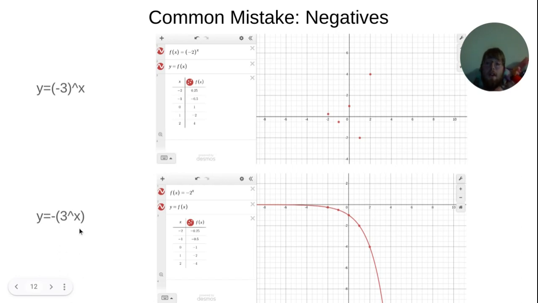Now, if we put the whole equation in parentheses with the negative outside of the parentheses, that works. It just flips the graph upside down, similar to how we would flip a parabola upside down. So for that 2 to the x, we can just put a negative sign in front of all these values. Instead of 1/4, 1/2, 1, 2, and 4, we now get -1/4, -1/2, -1, -2, and -4 for our y values.